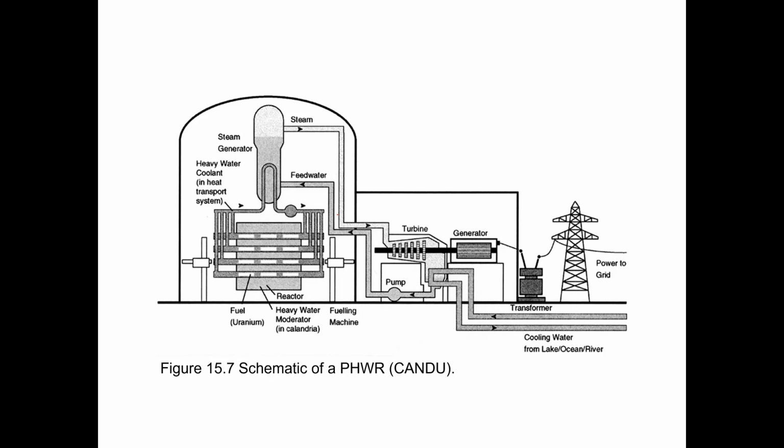Here's a schematic of a pressurized heavy water reactor. You have here the heavy water moderator, the reactor itself, the steam generator, which takes heavy coolant water and produces steam to go to the turbine to produce electricity.